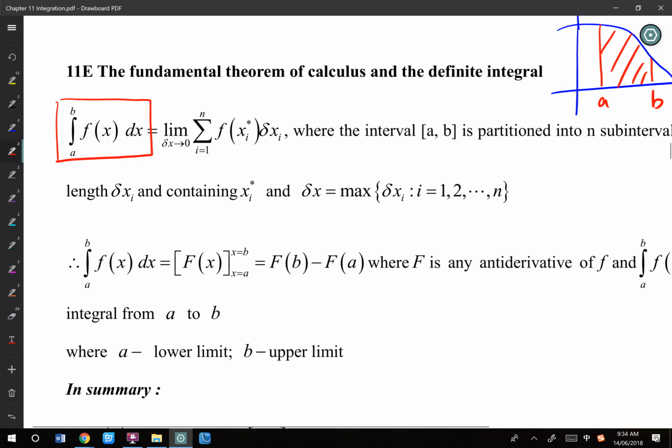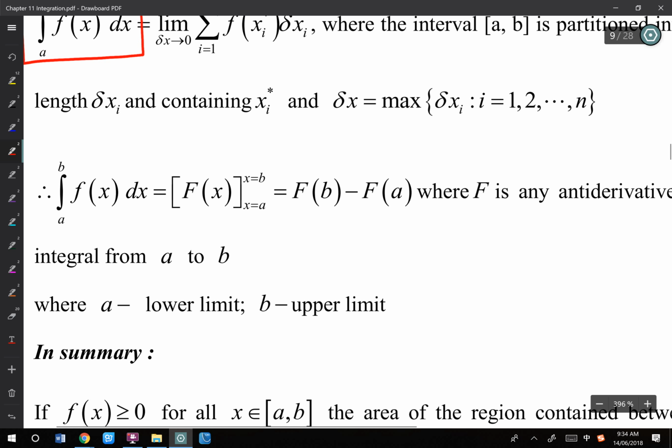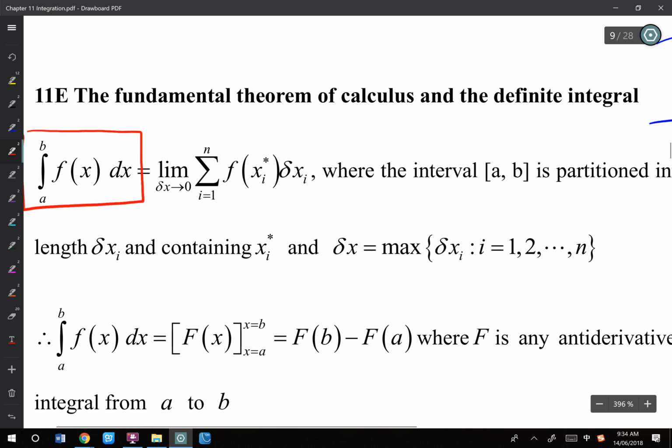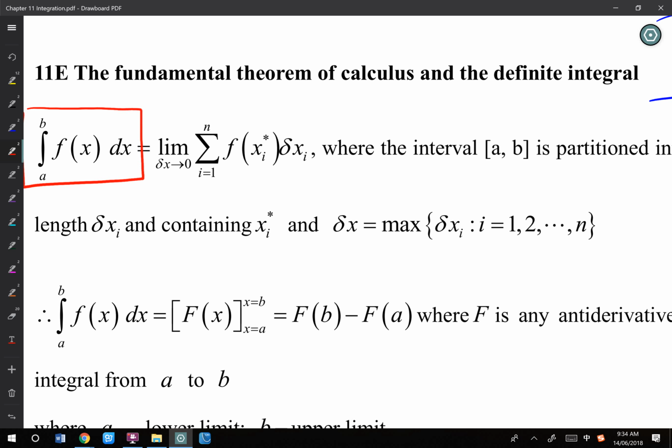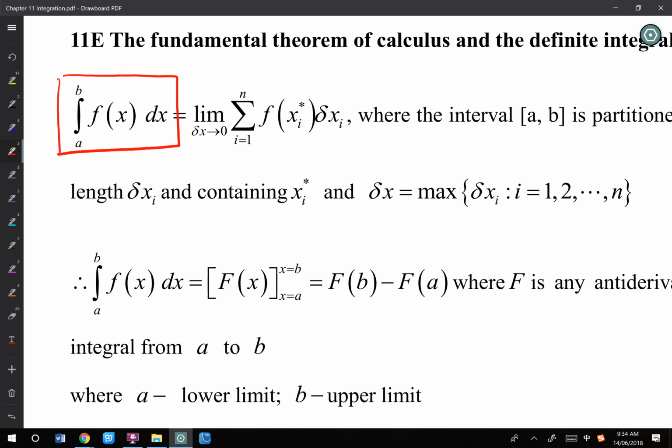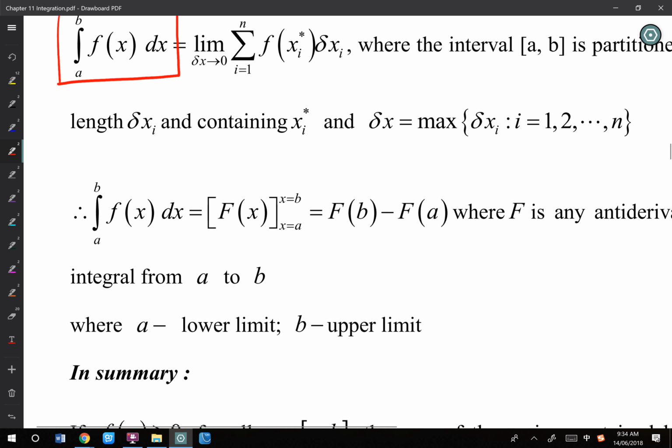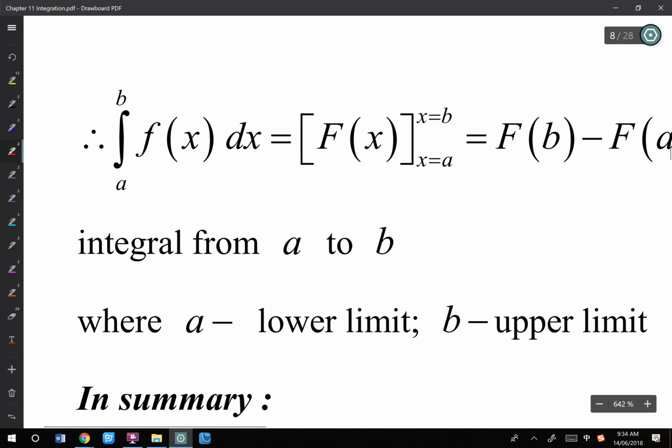So how do we evaluate that? This is called a definite integral. Remember last time we talked about indefinite integral, but this time we talk about the definite integral. This is with in between a and b, so just for that interval. So how do we evaluate? What's the connection between the previous exercise and this exercise? It's very easy to do calculations.